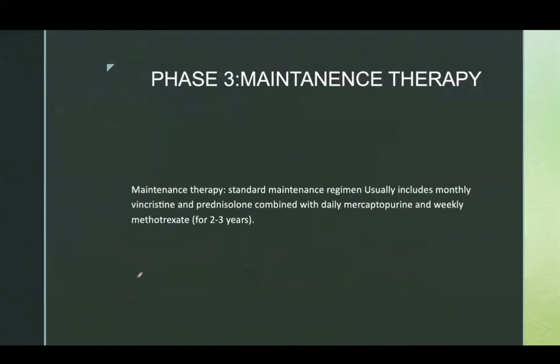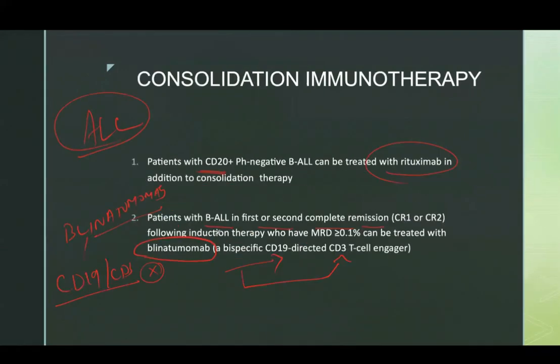Then comes maintenance therapy. Usually they will start vincristine and prednisolone combined with mercaptopurine and weekly methotrexate. This goes on for 2 to 3 years. But even if you forget everything, just don't forget the drugs used in induction therapy, drugs used in high leukemic burden, and immunotherapy. Very, very important. Two drugs are used, that is rituximab, and another one is blinatumomab.